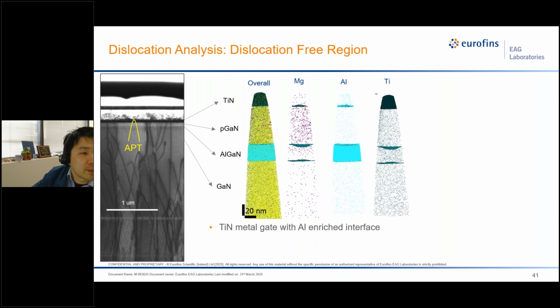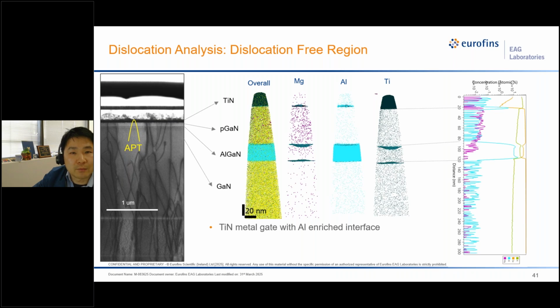From this, we obtained the data from the dislocation-free region, showing the top metal contact is made of titanium nitride, and we have the p-GaN region doped with magnesium. We have the undoped GaN on the bottom. And from the 1D concentration profile, we can identify 130 ppm of magnesium in the p-GaN region.